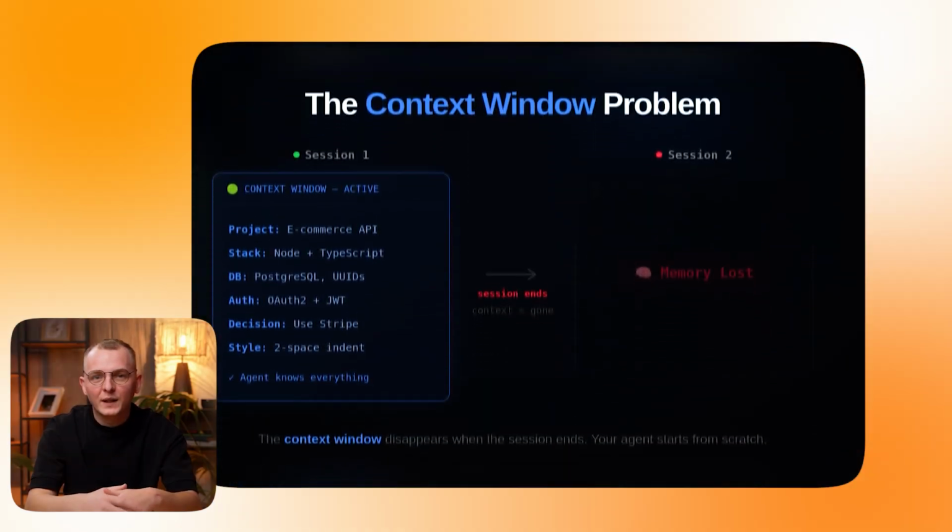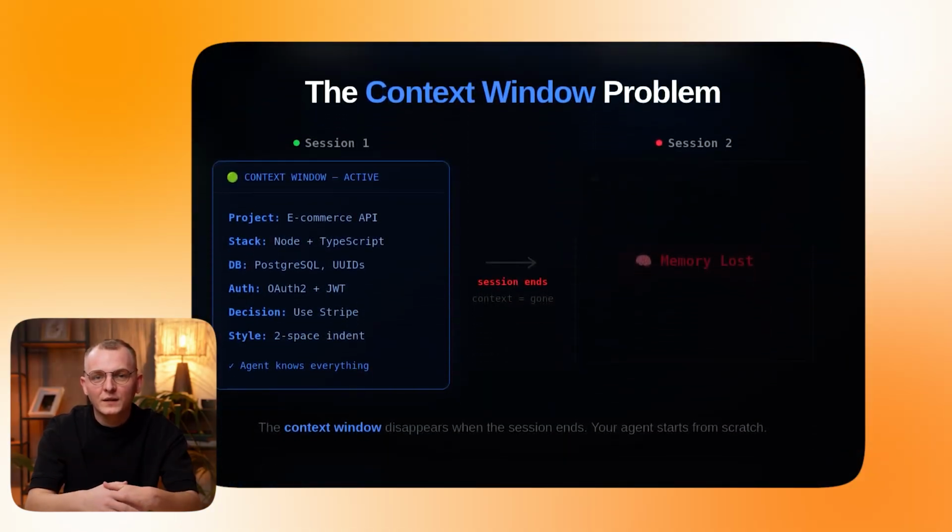OpenClaw agents, and really any LLM-based agent, operate within a context window. Think of it like short-term memory. Whatever is in that window the agent can see, but the second a session ends, that window closes. The context of that conversation is gone.